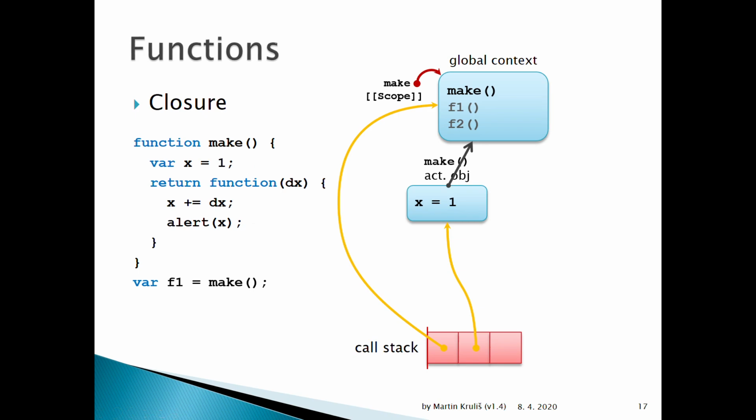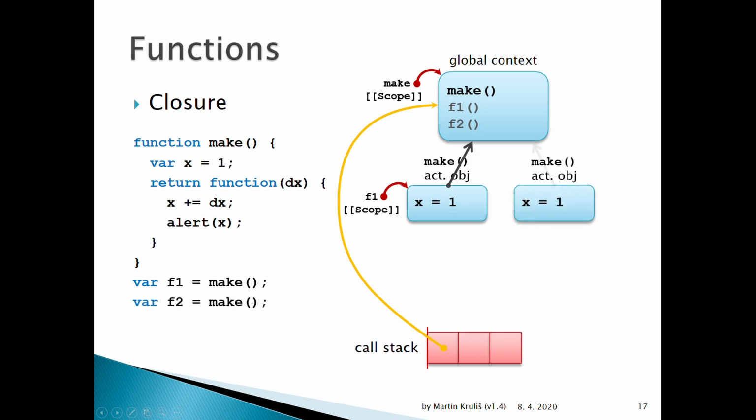variable, and it will hold the pointer to the reference to the scope in which the function was created. Since it was created inside the make function, the scope will point to the activation object of this particular call. When we do this again, so we call make one more time, and save the result into a different variable, the same thing will happen.